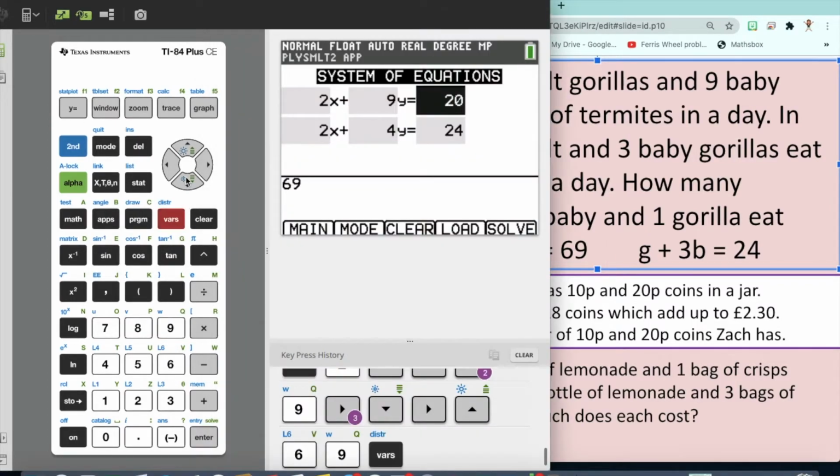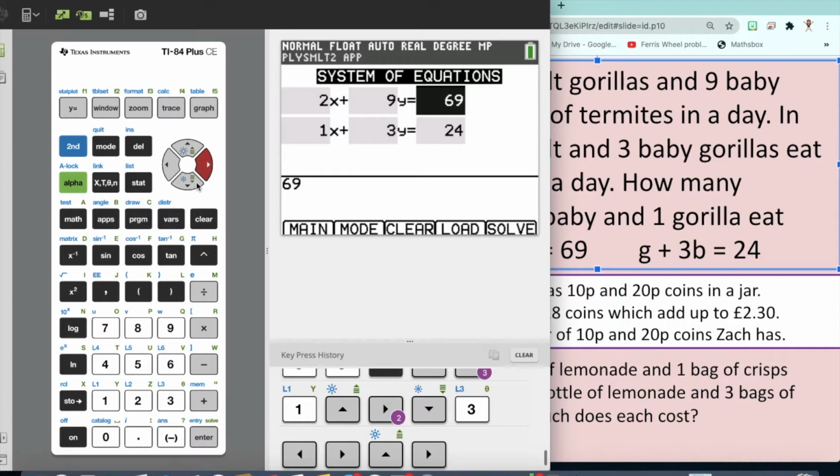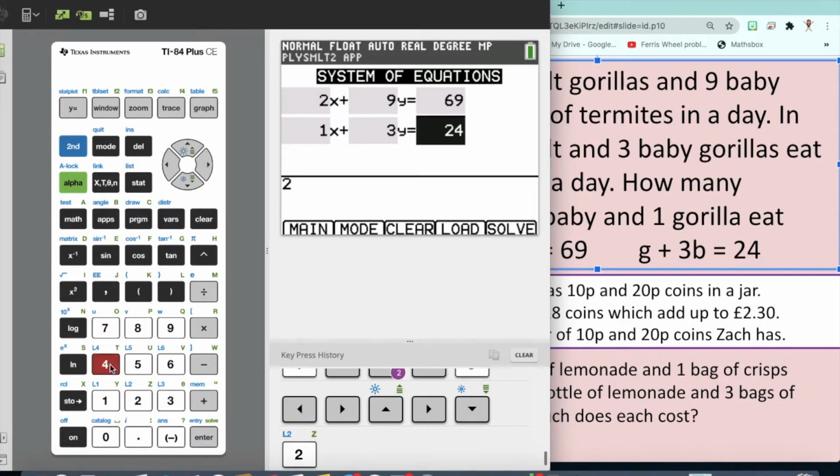G3B24. So we're going to have 1 here because G clearly means 1G, 3. So we're going to transform the 3b into 3y, and then on the right hand side we are going to have a 24. Now let's press solve.